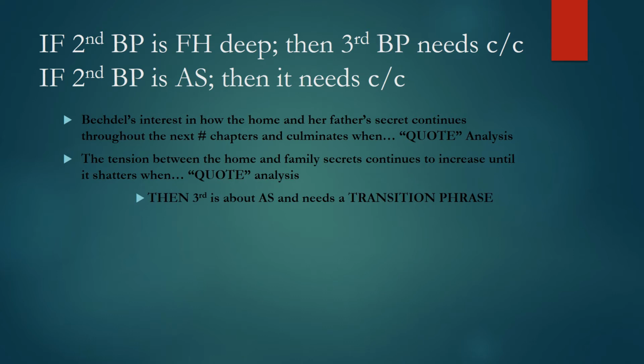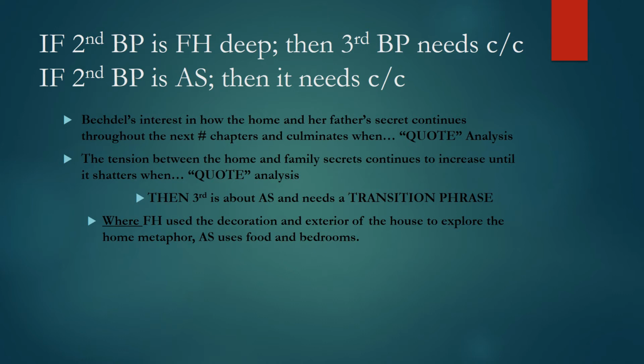So then the third body paragraph is going to be about American Street, and you need a transition phrase. And this is the thing that I really want to focus on in this paper, is having you pick the best possible phrase to help the reader understand the comparison and the contrast that you're putting together. So what is an example? I like to use "where." So this is again beginning the third body paragraph as we transition to American Street. So where Fun Home used the decoration and exterior of the house to explore the home metaphor, American Street uses food and bedrooms, right? I now know that in that paragraph, you would be analyzing a situation where there's food as a metaphor or bedrooms as a metaphor, right?